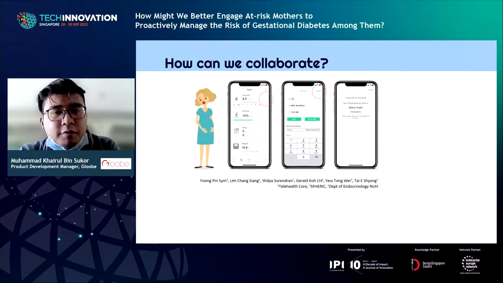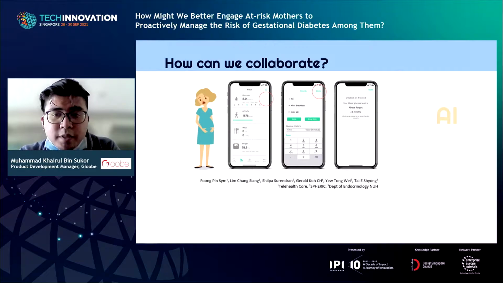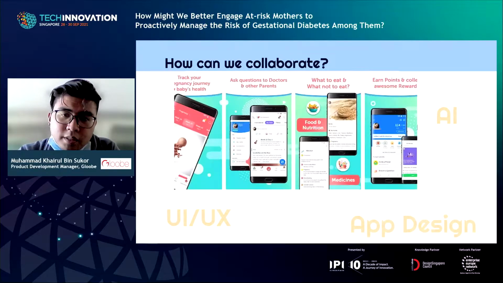What we have currently in Singapore, done as a study, is an app called the Habit GDM app, done in NUH. This app has everything, from tracking glucose and physical activity levels, to the ability to chat with a healthcare professional, and also lessons inculcated in the app. Now, we hope that we could create something better with AI, a very good user interface, and a proper app design. What I think is missing in an app such as this is proper support.